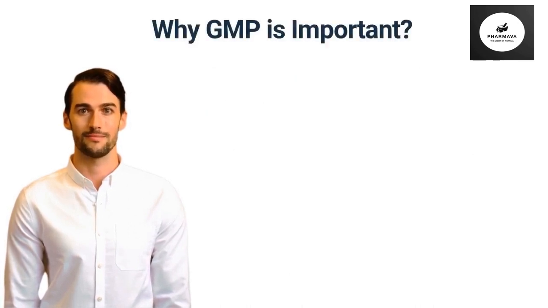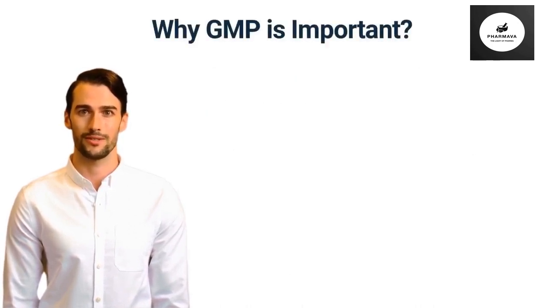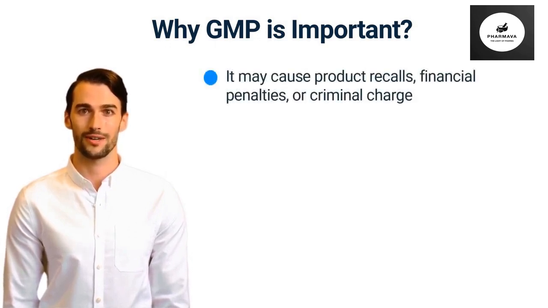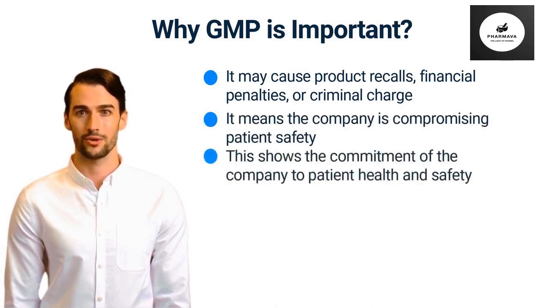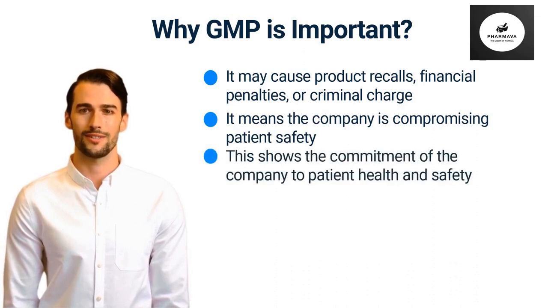Now, why is GMP important for the companies? As we have gone through the requirements of GMP in pharmaceuticals, now we can say if a company doesn't follow GMP regulations, it may cause product recalls, financial penalties, or criminal charges. The safety of the patients must be a top priority for pharmaceutical manufacturers. Not following the GMP regulations means the company is compromising patient safety. When a company follows the GMP norms, this shows the commitment of the company to patient health and safety.